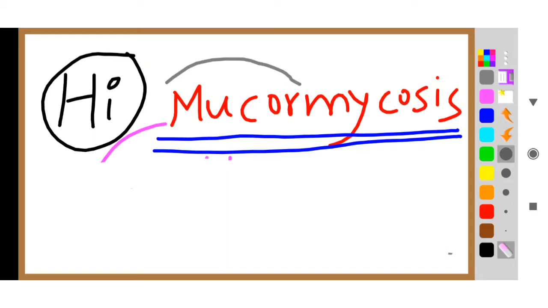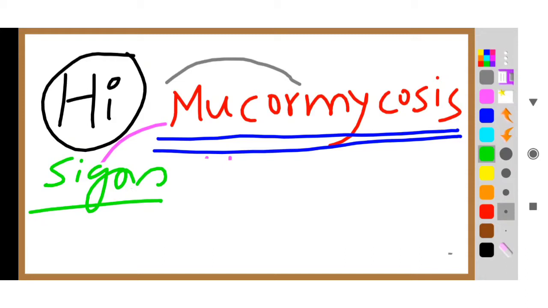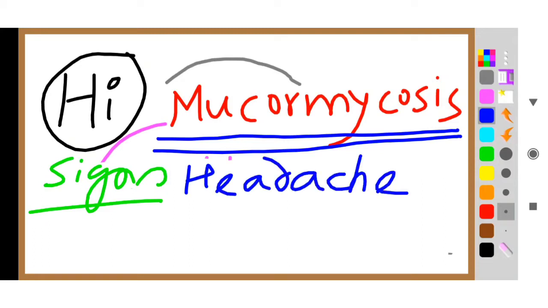disease. Basically, this disease has some particular signs. So let us discuss the signs and symptoms for this disease. Number one is headache. Now the person has either a unilateral headache, a one-sided headache, or it can be bilateral. So headache is very important. Next is the nasal congestion.